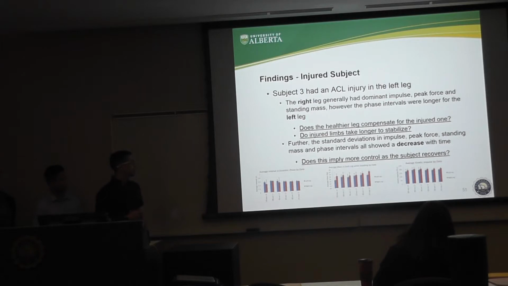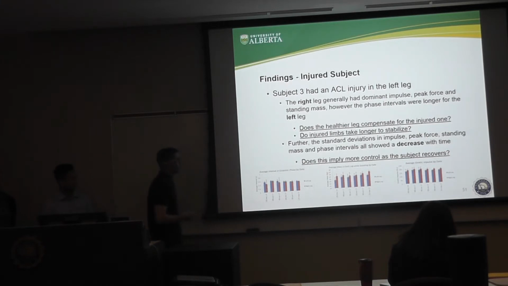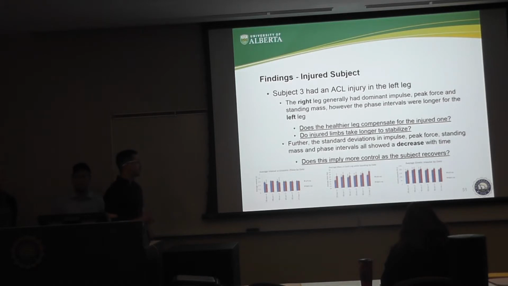Another question is that we saw that the standard deviations here decrease over time. So does this mean that the subject becomes more controlled as they recover from their injury? Does this mean that there's less variation, there's just more control? So these are all things that we should aim to answer, but we can only do this if we have more data on injured subjects to see if this is a trend that's reoccurring in different subjects.